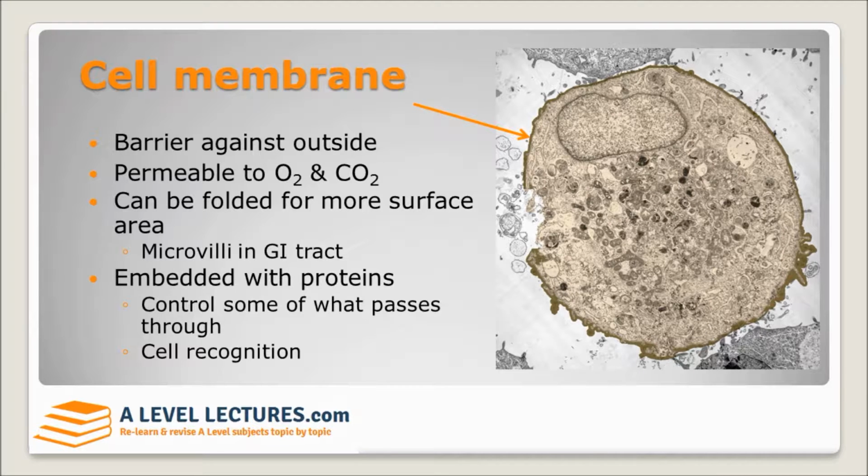Some cell membranes are quite highly folded to provide an increased surface area. So the microvilli, for example, in the gastrointestinal tract is highly folded to squeeze on more enzymes, lactase, maltase, those kind of things, to help with digestion, to help get the most out of digesting that food.